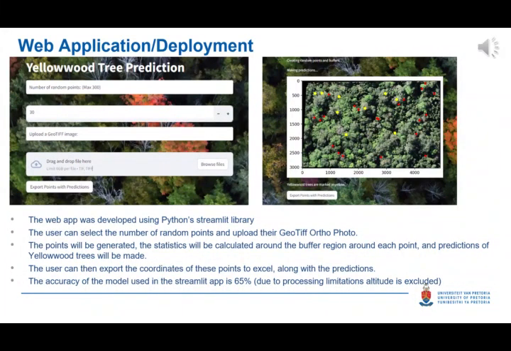As we see on the right, random points will then be generated, and it will also calculate the statistics around these random points. After that, it will then make predictions over whether each point is a yellowwood tree or not based on its statistical profile. And we can see the visualization of this, where the yellowwood trees are in yellow and the non-yellowwood trees in red. The user can then export these predictions, and it will export to Excel with the latitude and longitude as well as the predicted output.